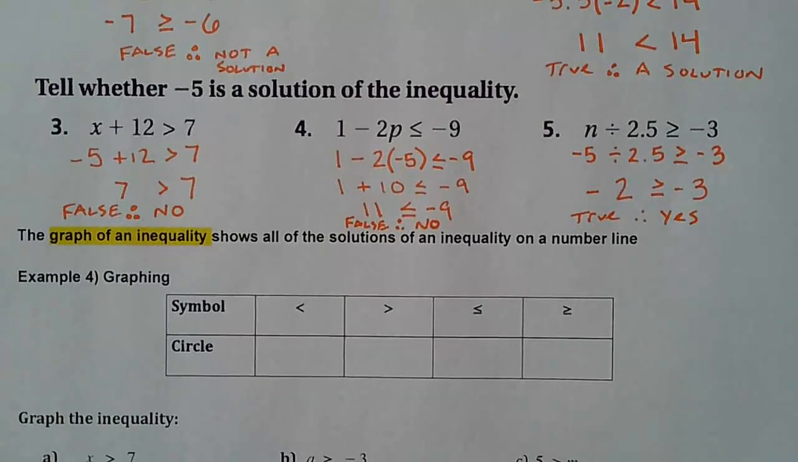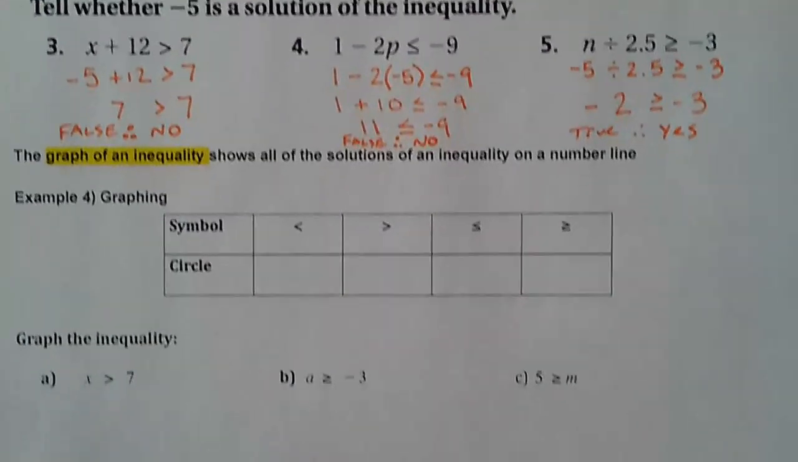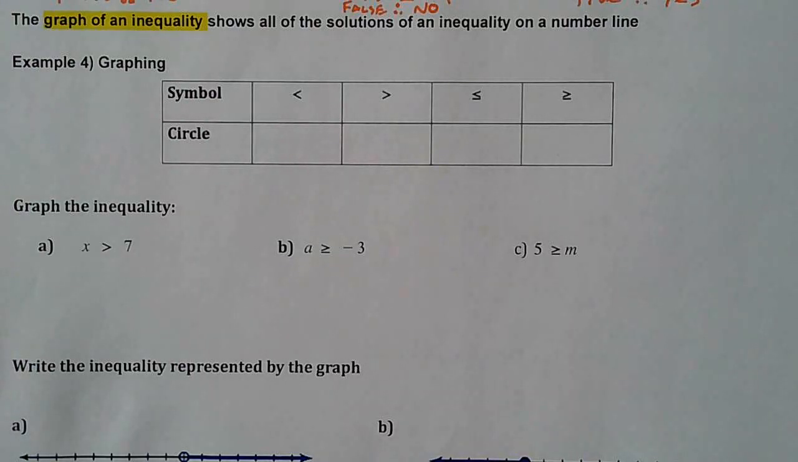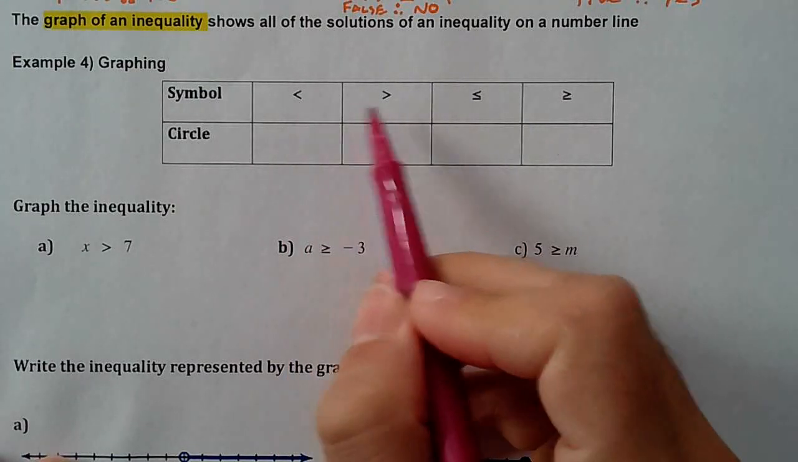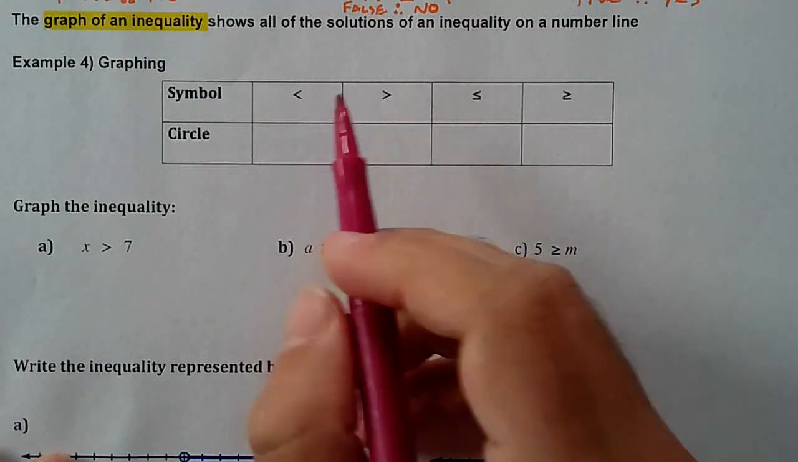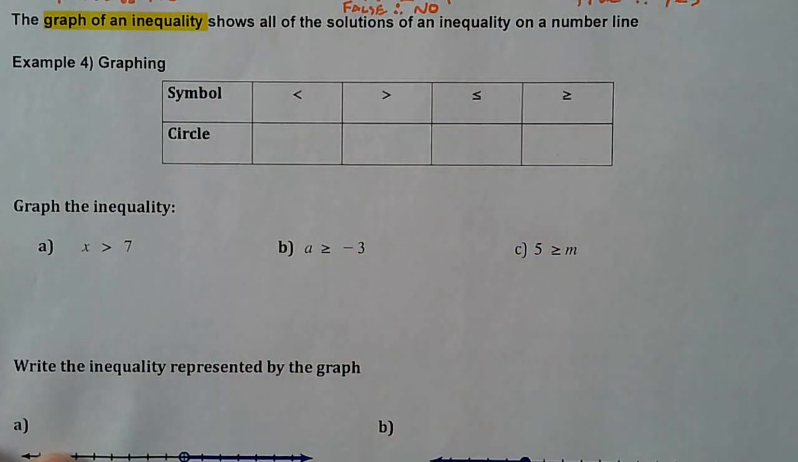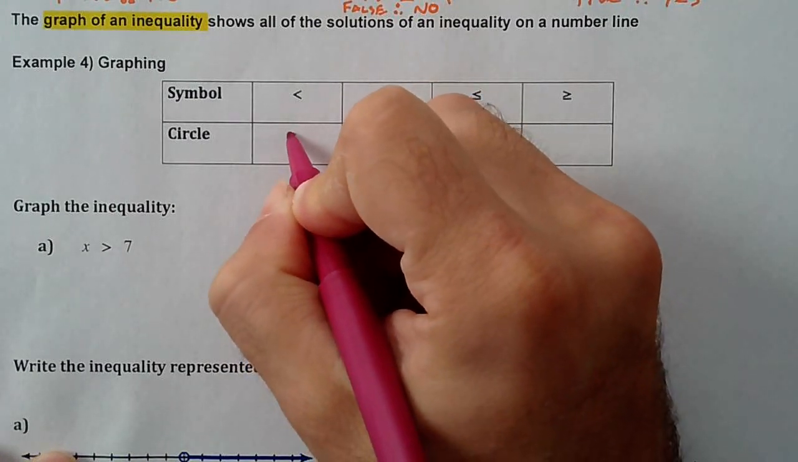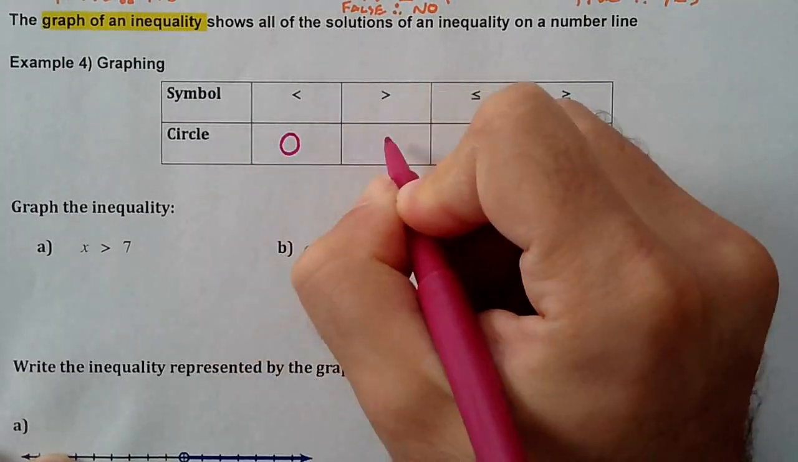The second part of today is graphing an inequality. The graph of an inequality shows all of the solutions of an inequality on a number line. So we're going to represent our inequality on a number line. All right, so first we're going to look at our symbols. Our symbols are less than and greater than. These two symbols, when we graph, they're going to get a certain kind of circle on the graph at the boundary number, and that is going to be an open circle.